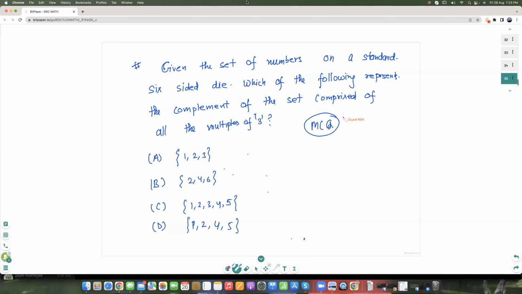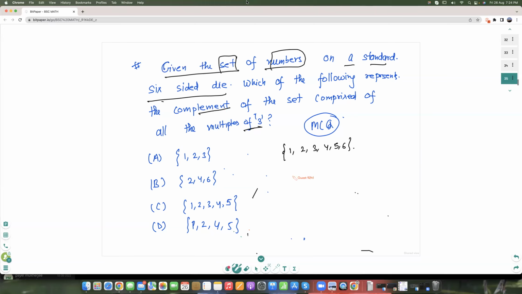Let me tell you how to solve this. First of all, what is given to us? We are given the set of the numbers on a standard six-sided die. So what are the numbers on a six-sided die? 1, 2, 3, 4, 5, 6, right? That is the dice of a Ludo. And then we need to find the complement of the set of multiples of 3.